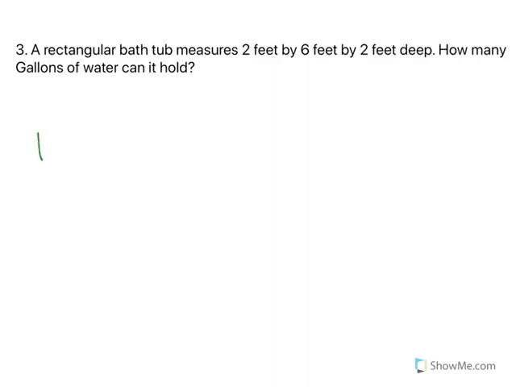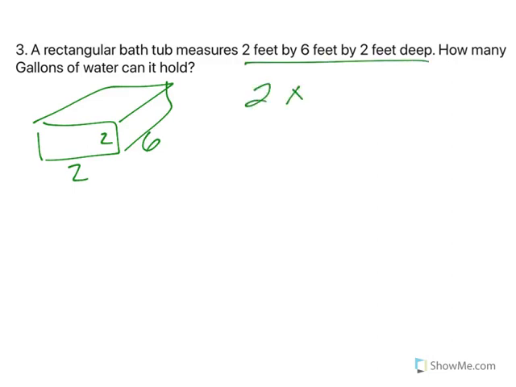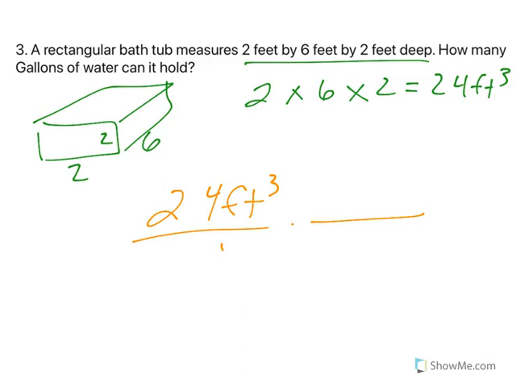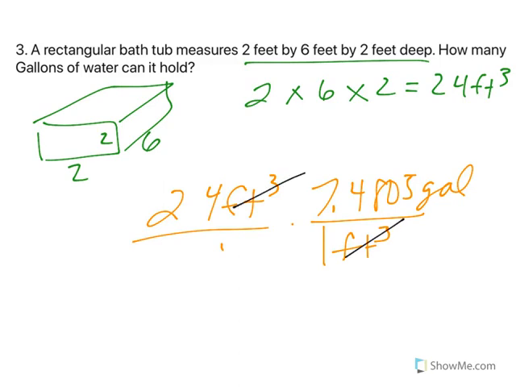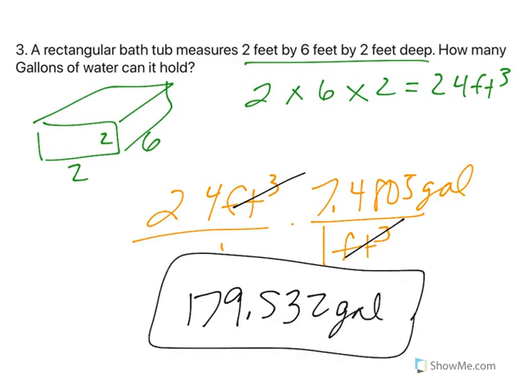Similar problem, a rectangular bathtub is 2 by 2 by 6, all feet. So 2 by 6 by 2 is 24 cubic feet. How many gallons will this hold? Well, if I take my 24 cubic feet, I know that 1 cubic foot is equal to 7.4805 gallons. Makes my feet go away. I multiply straight across. It'll hold 179.532 gallons of water. Maybe you should just go bathe in Jane's basement. She's got more gallons of water than that.